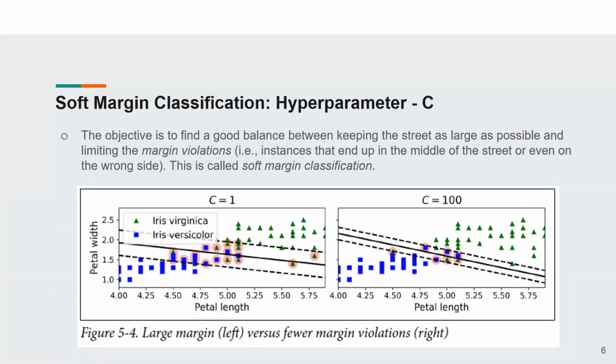In soft margin classification, there's a hyperparameter that you can adjust. This hyperparameter is called C. When C is small, you allow for a larger, wider street, but meanwhile it also allows for a lot of violations. On the right-hand side, you can see C is much bigger. It allows fewer margin violations. As a result, the street is narrower as well.